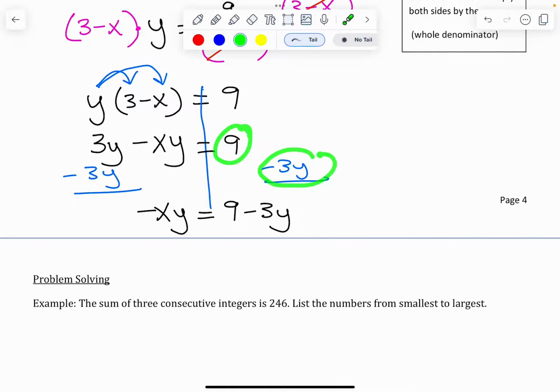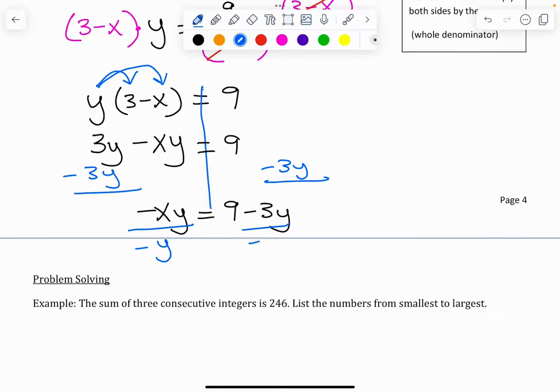Nine and negative 3y are not like terms, so all we can do is write them beside each other. And then we still want this x by itself, so that shows us we need to move the negative and we need to move the y. So now we're going to divide by negative y on both sides. So on the left, the negative and the y cancel, and we're just left with x equals 9 minus 3y over negative y, and we are going to leave our answer just like that.